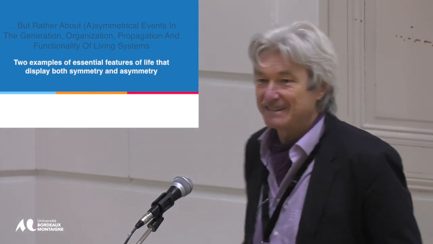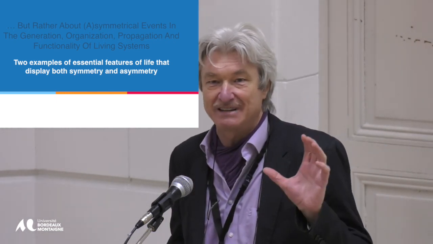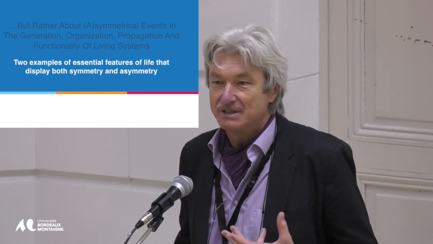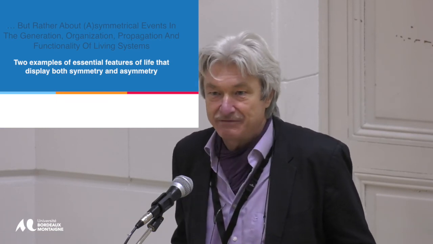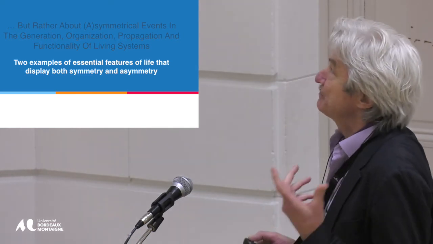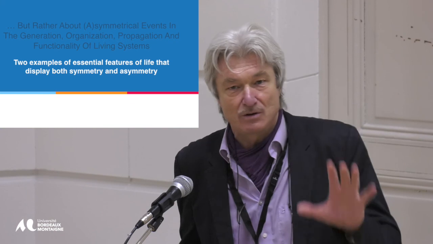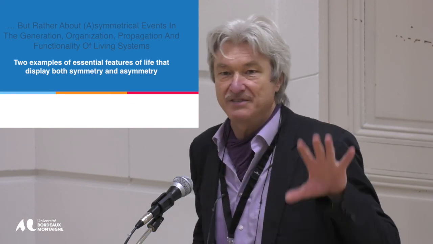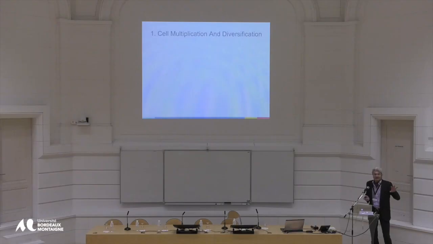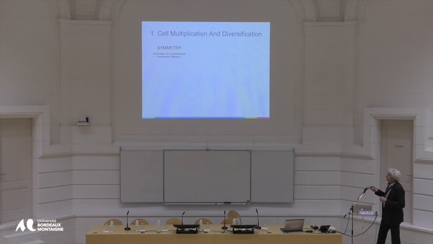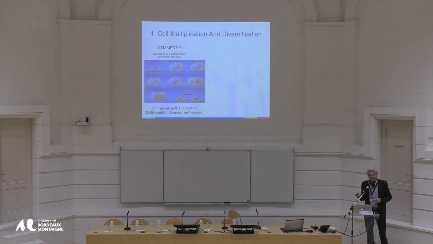I want to give two basic examples, which are the principles of life, without which life would not be existing. The first is cell multiplication and diversification. And what I want to point out is that in both of these examples, there are symmetrical elements which are essential, but as well asymmetrical elements.